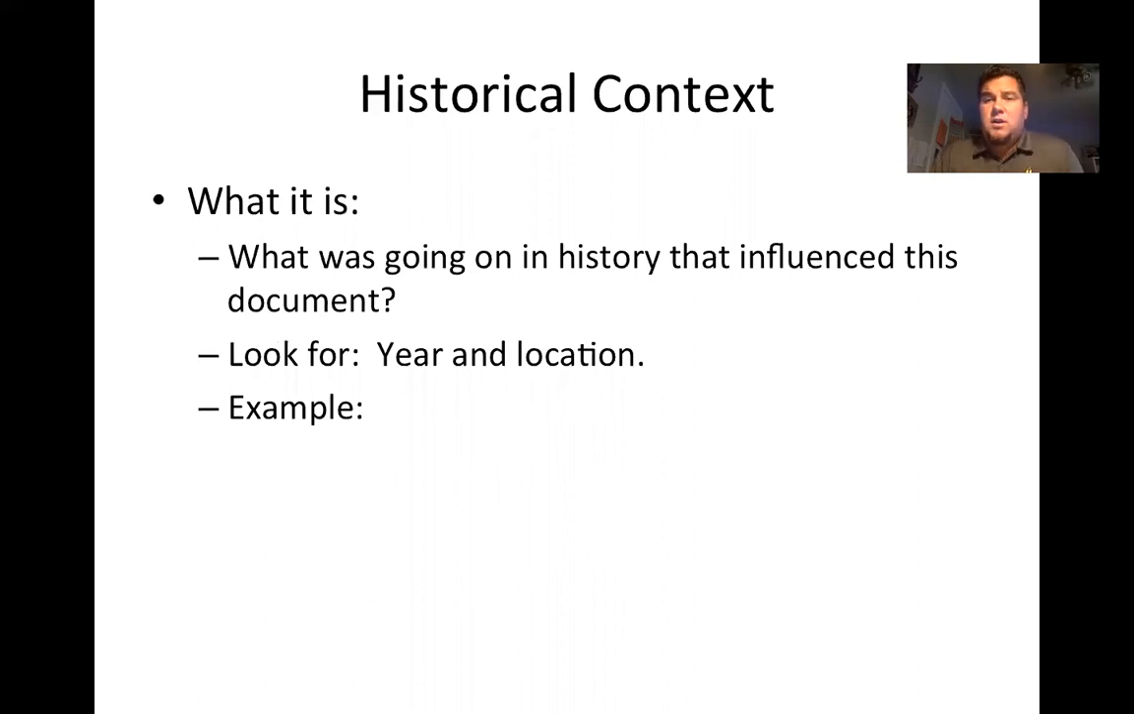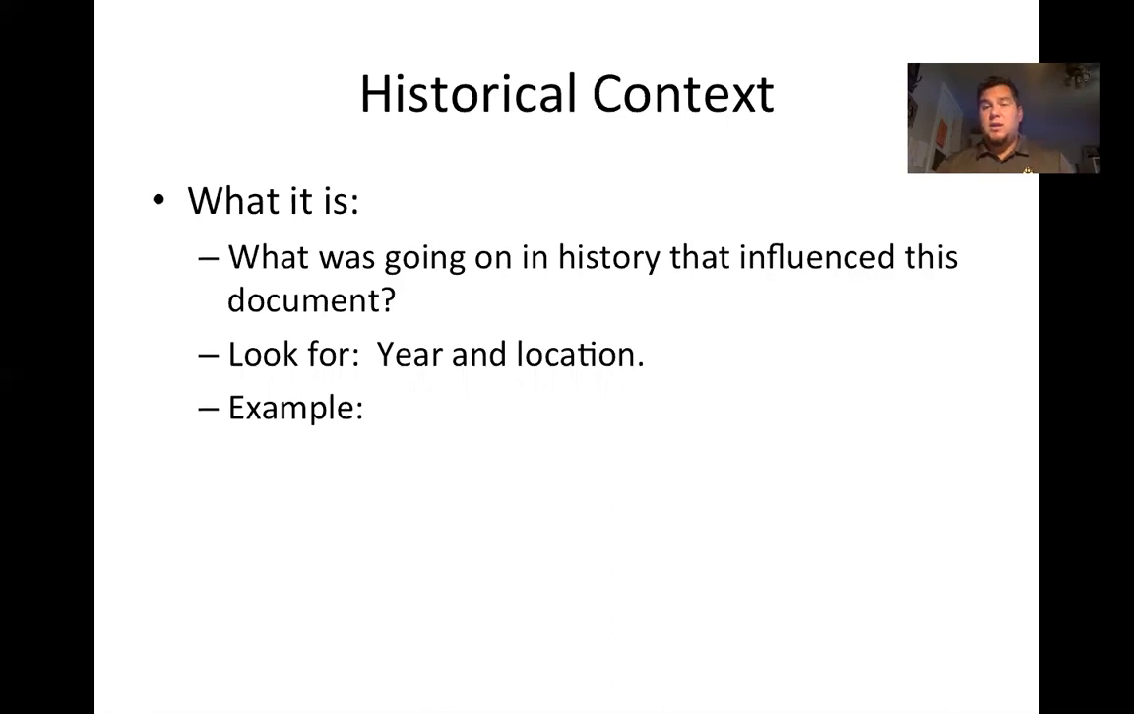Now, the first one, historical context, it's important, and I'm going to talk about context a lot this year, because it's one thing to look at 2020, what's going on in 2020, go back 200 years and say, oh my gosh, this is horrible, because you're taking it out of historical context. You're taking something that happened a long time ago and placing it into the context of today, which isn't really what historians are supposed to do. So what you need to do with historical context is explain what was going on at the time the document was written that influenced why the document was written.